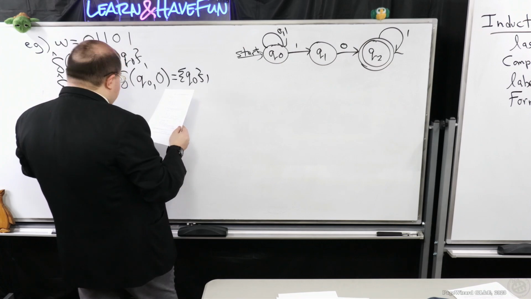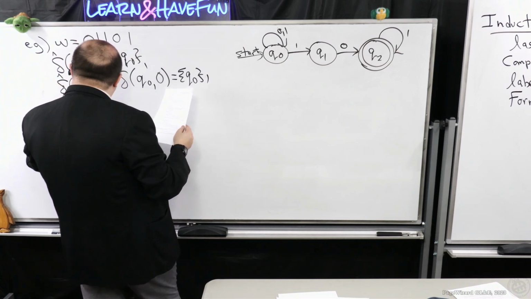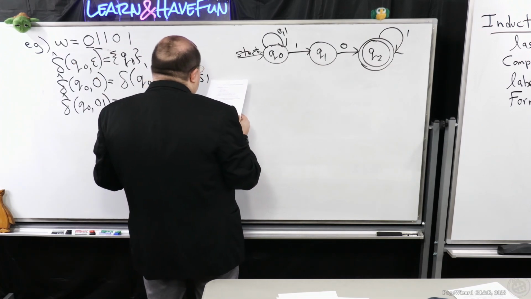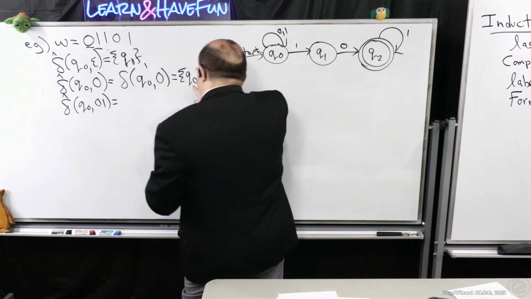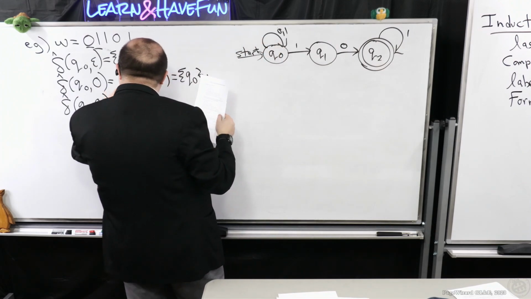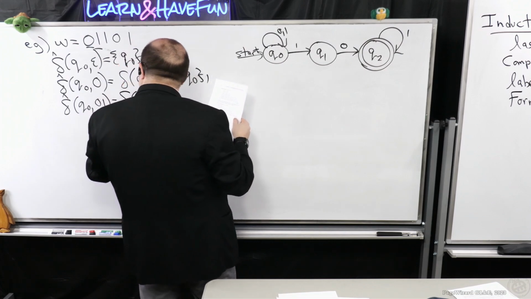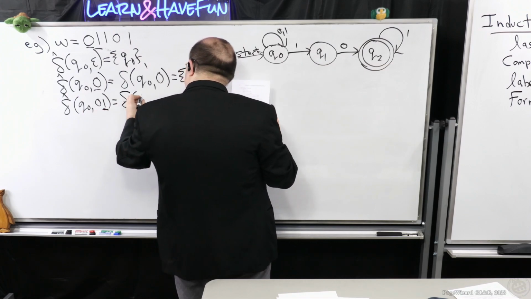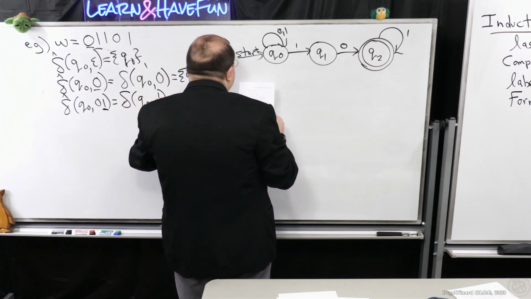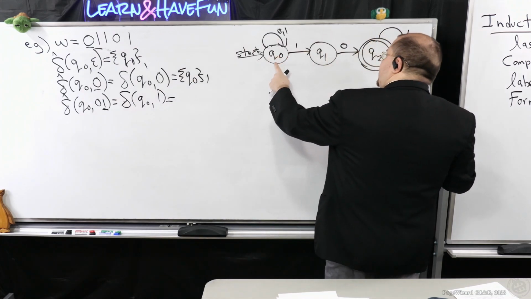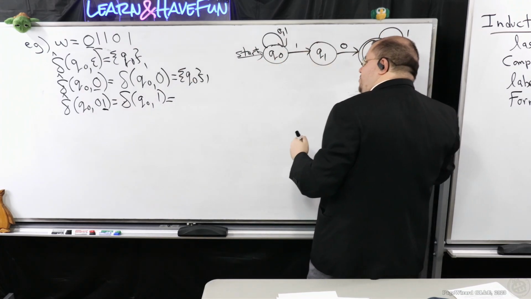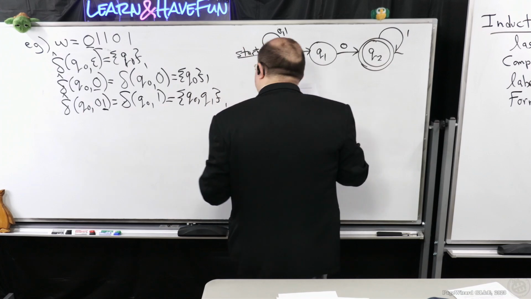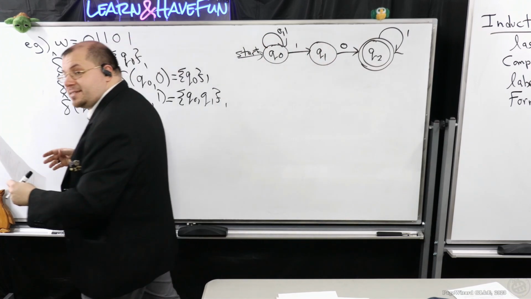Now we're going to read the 1. So delta hat of q0, 0, 1. Remember, it's just one state here, so I do the same thing, except now I try it with 1, which is the symbol we're considering. So I have q0 on 1. On 1, it stays in q0, but it also goes to q1 at the same time. So it's q0, q1. Now notice I have two states.